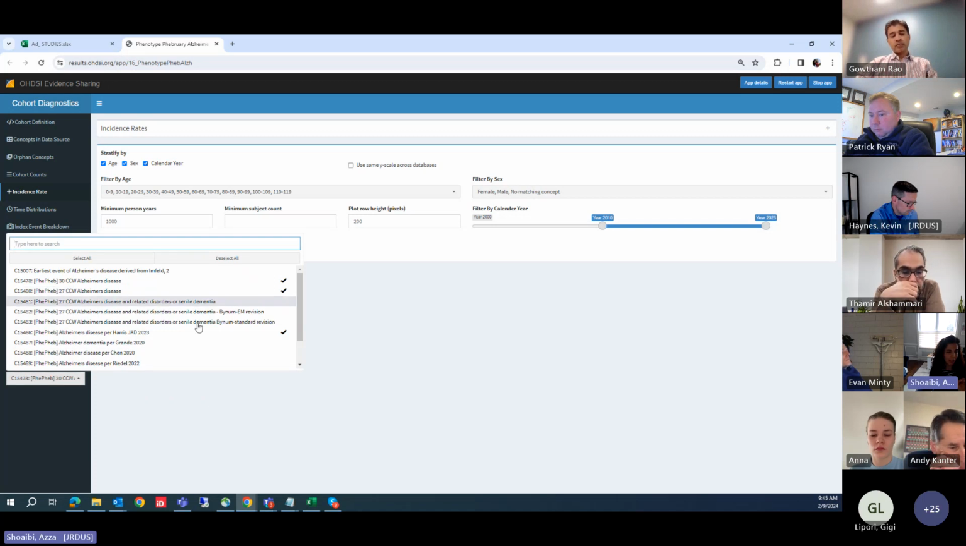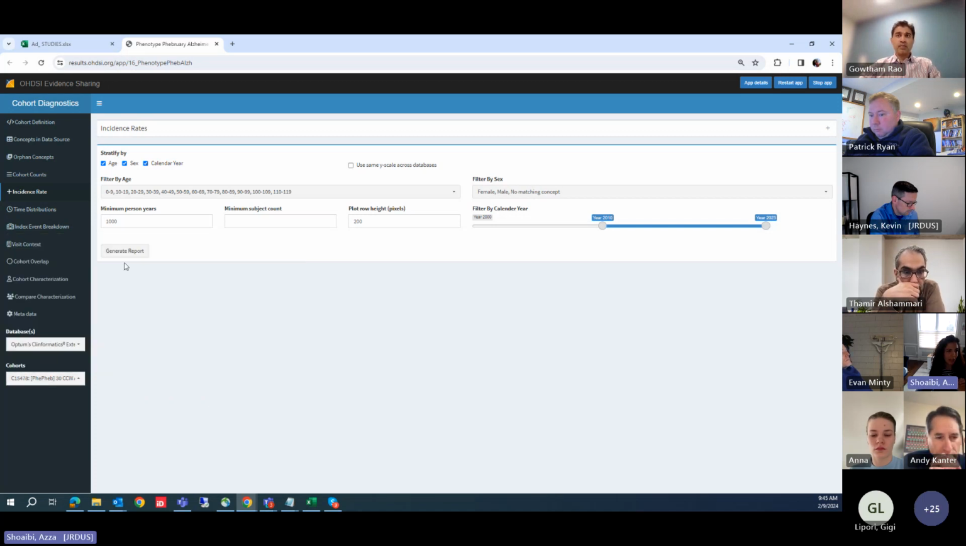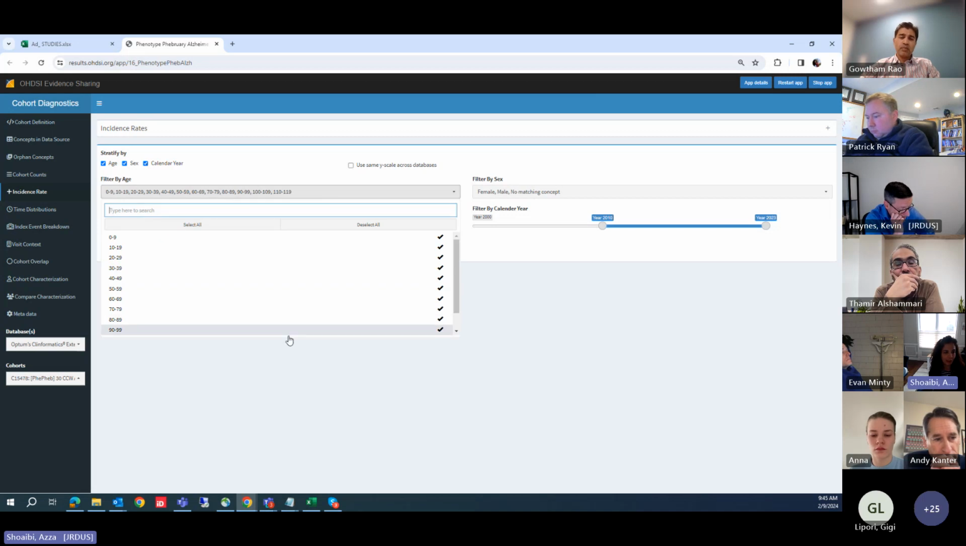And I am going to pick the 3 different definitions. And now here you can see those numbers stratified by age and sex and calendar time. We know that this is important in any incidence rate or epidemiological trends, because obviously age and gender are a big factor, and you want to control for that when you look at the difference among data sources, for example.